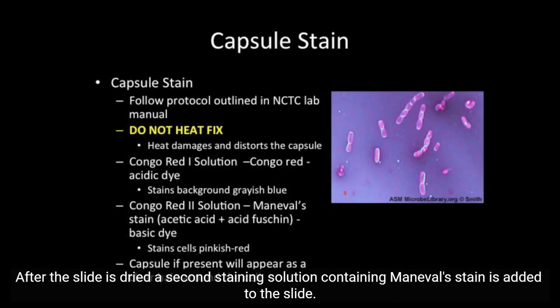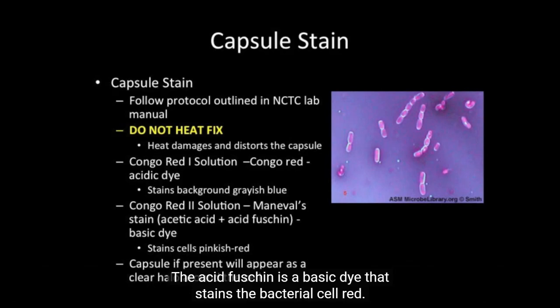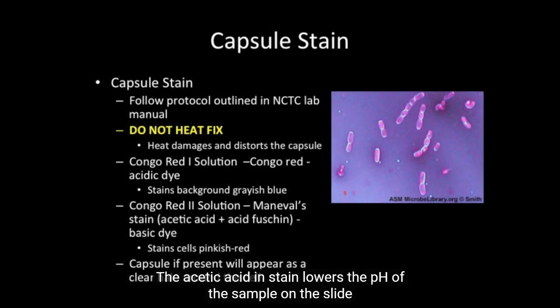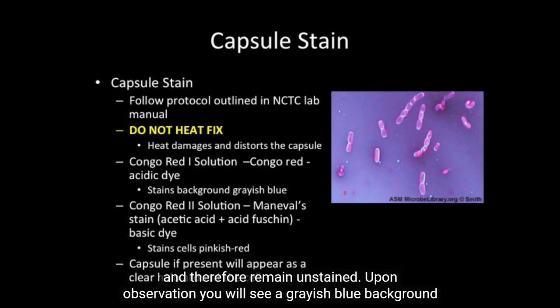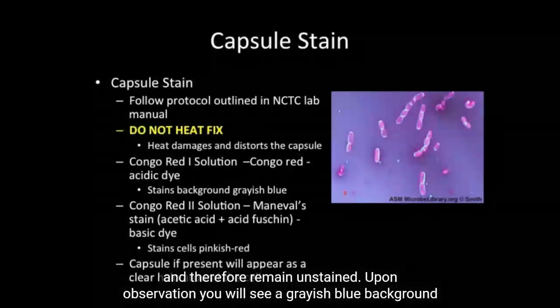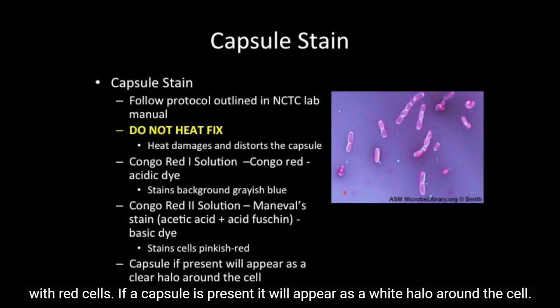After the slide is dried, a second staining solution containing Mannavol stain is added to the slide. Mannavol stain is a mixture of acetic acid and acid fuchsin. The acid fuchsin is a basic dye that stains the bacterial cell red. The acetic acid in the stain lowers the pH of the sample on the slide, causing the Congo Red to appear blue. Capsules do not interact with either dye and therefore remain unstained. Upon observation, you will see a grayish-blue background with red cells. If a capsule is present, it will appear as a white halo around the cell.